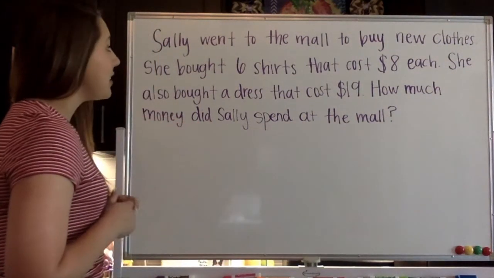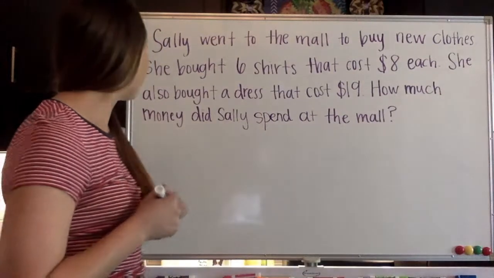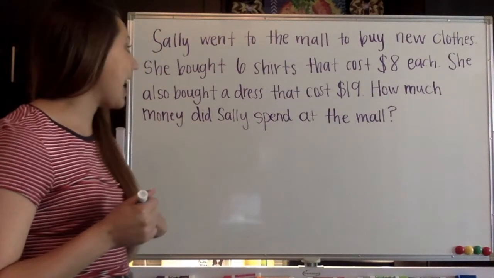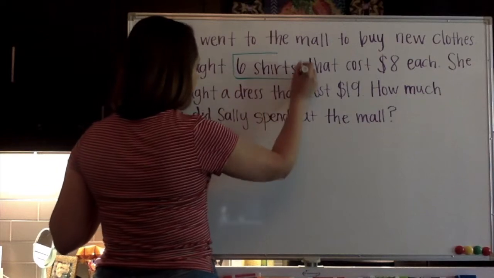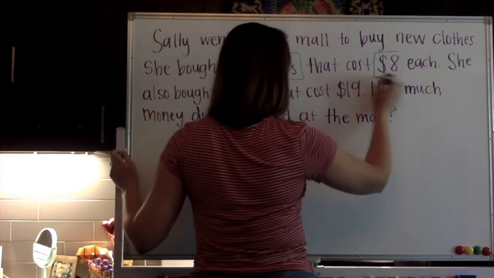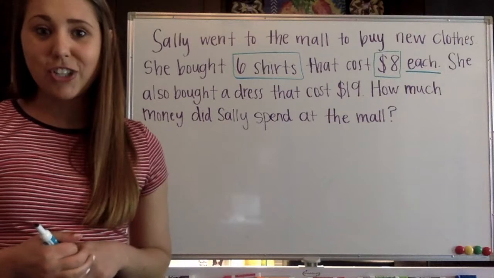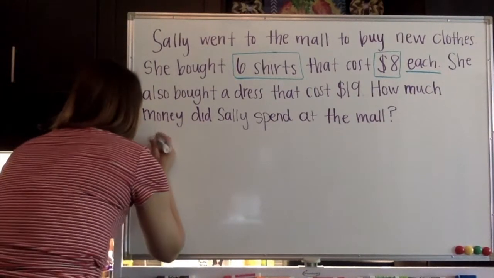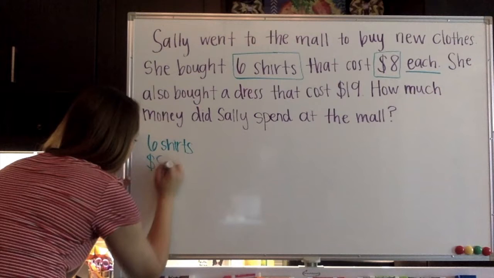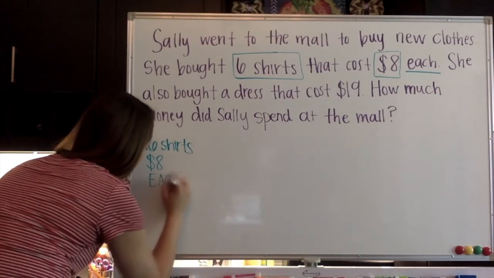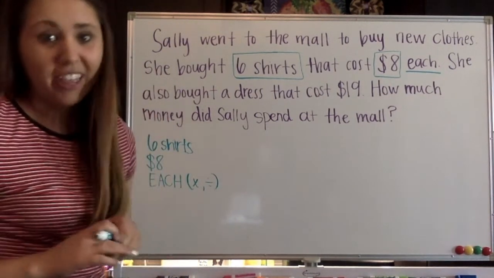So, Sally went to the mall to buy new clothes. I don't think there's really anything important in that sentence that I'll need to pull out. She bought 6 shirts that cost $8 each. So I know when I see a number, that's important. So I have 6 shirts, and they are $8 each. So remember, each is one of our keywords, and we just went over that keywords anchor chart. So I have 6 shirts that are $8, and I have this word each, which I know either means to multiply or divide, so we'll have to go back and figure that out.